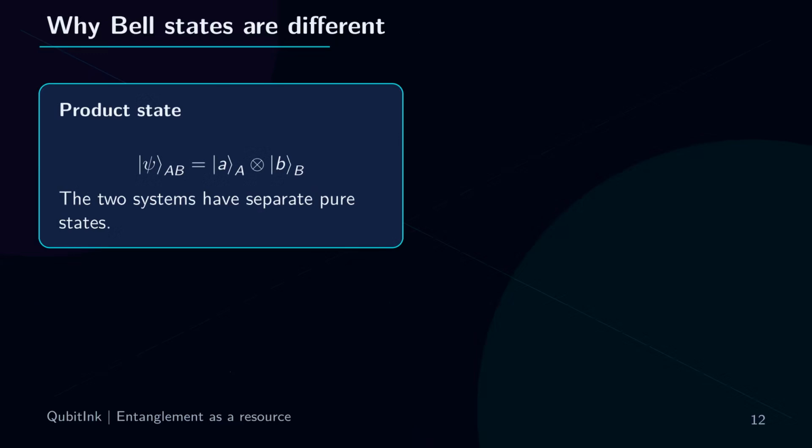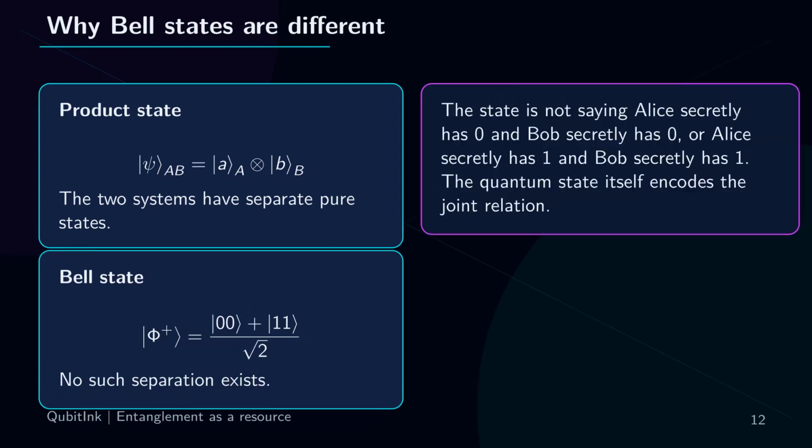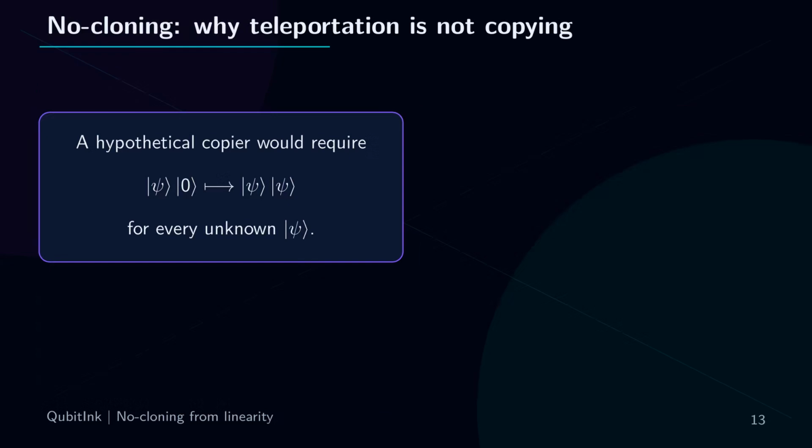A product state separates into Alice's state tensor Bob's state. Each system has its own pure state. A Bell state does not separate this way. It is not saying that Alice secretly has 0 and Bob secretly has 0, or that Alice secretly has 1 and Bob secretly has 1. The quantum state encodes a joint relation. That relation is the resource. Entanglement is useful, but it is not automatically a speedup. It becomes useful when a protocol knows how to spend it.